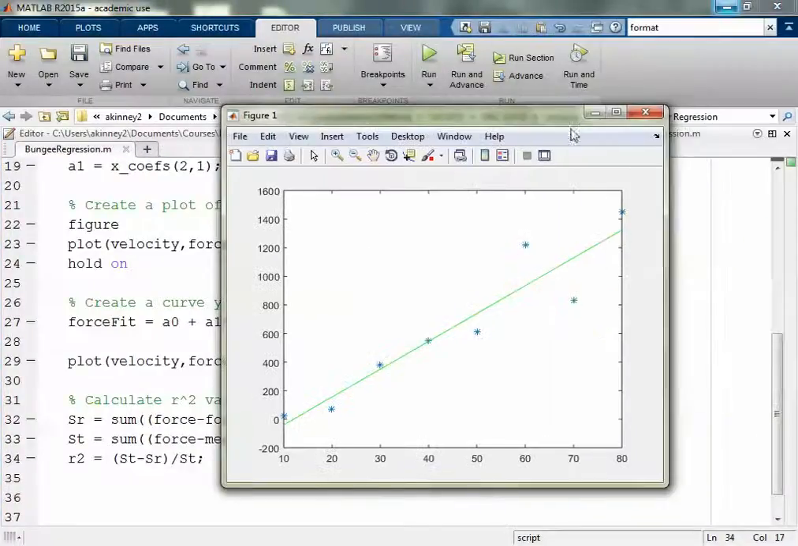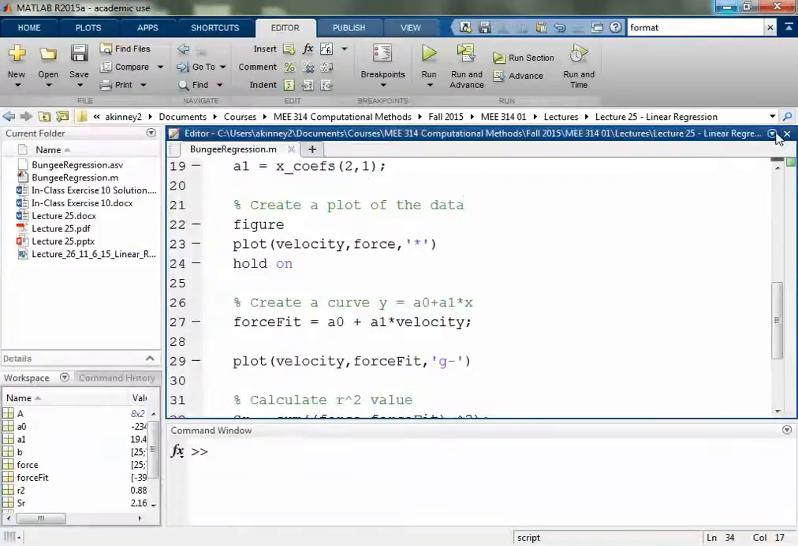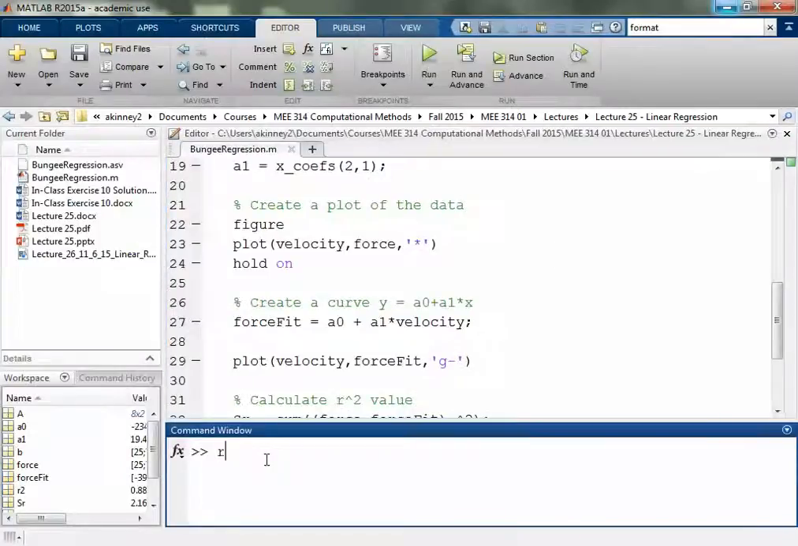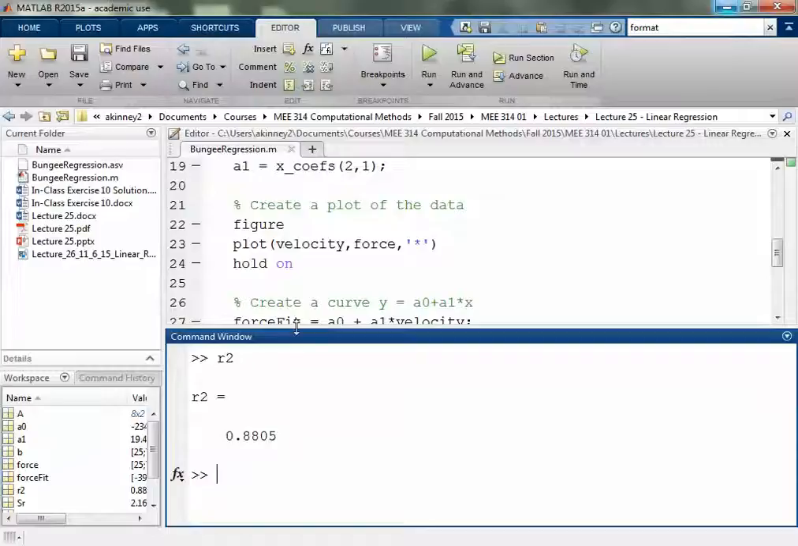So we get our plot again. And then if we look at our R2 value, it's roughly 0.88. So what does that tell us? Is that a good R squared value or a bad R squared value? It's not bad, right? It's not terrible. It means roughly that the best fit curve is 88% better than our mean curve. So it's pretty good. B plus, right?